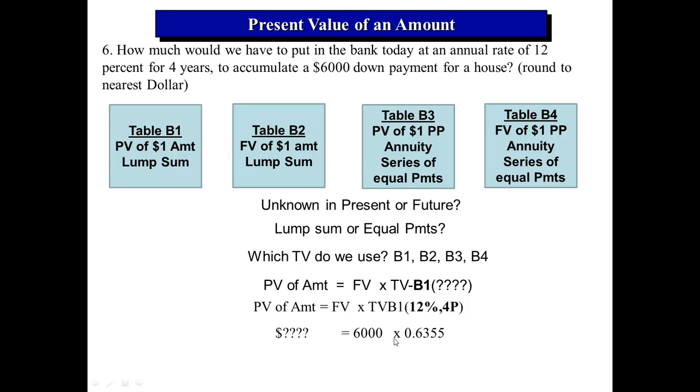So $6,000 times this table value, which is 0.6355, means that in today's dollars, $6,000 discounted back for 4 years at 12% is worth $3,813. Or I've got to put $3,813 in the bank today and keep it there for 4 years at a rate of 12% interest to get my house down payment, which will be $6,000.